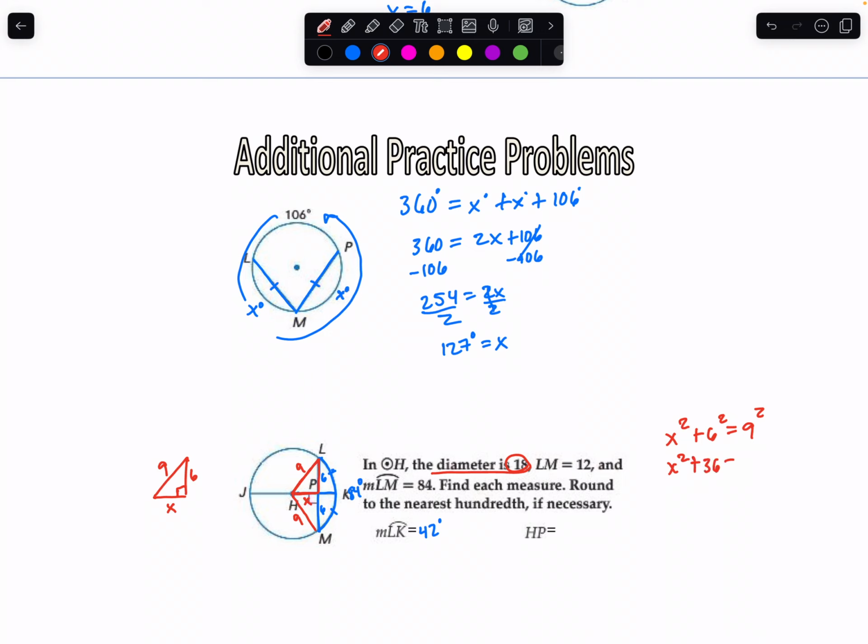x squared plus 36 equals 81. Isolate the variable. 81 minus 36 is 45. And to get rid of the square, we square root it, and that gives us 6.71, because we're dealing with the nearest hundredth.